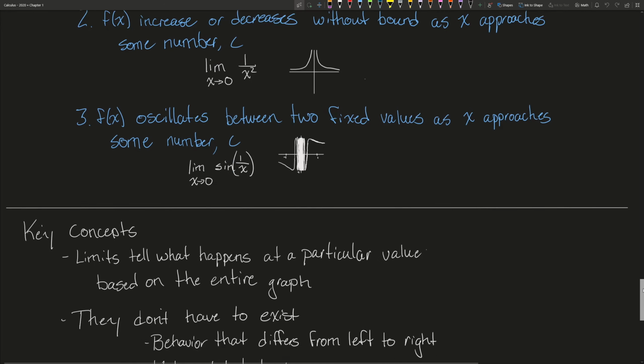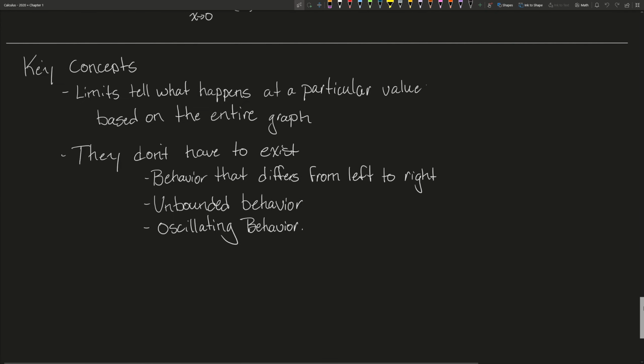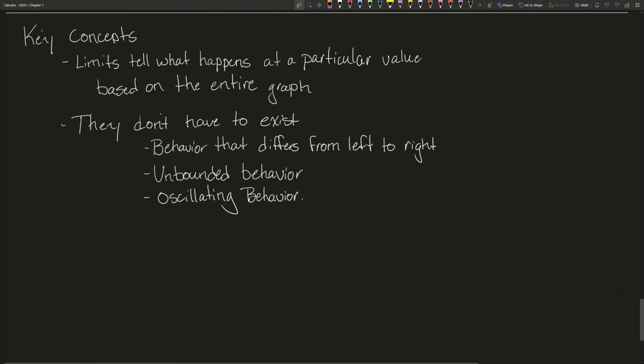So to recap this entire video, there are really 2 main key concepts. The first is what a limit actually is. A limit tells us what happens at a particular value based on the entire graph. It's looking at what's happening at a particular point when you look at it from the left and from the right. Second is that they don't actually have to exist. Behavior could differ from left to right, there could be some unbounded behavior, or there could be some oscillating behavior at a certain point.